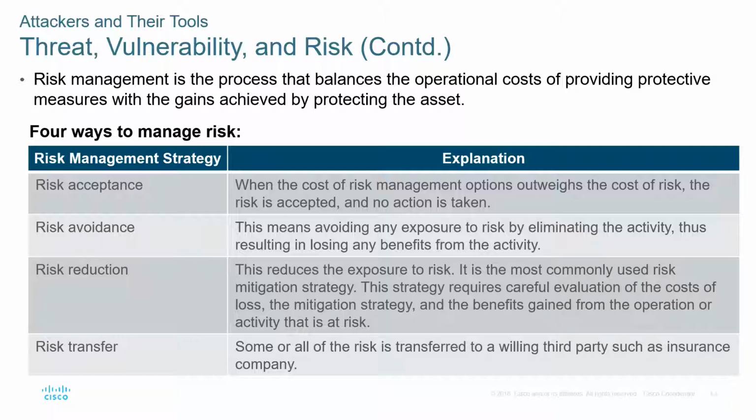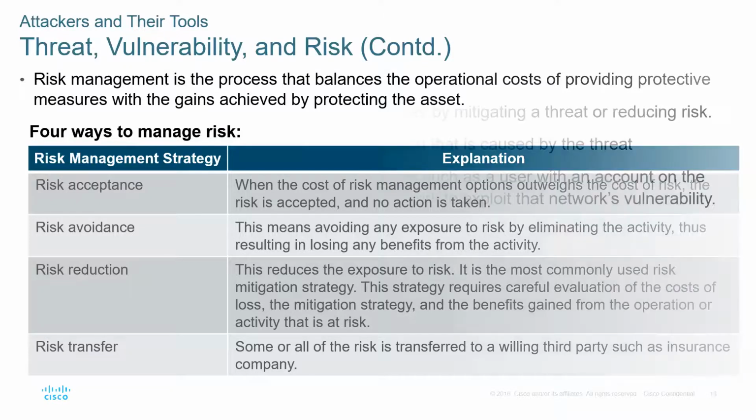Risk reduction is just going to reduce our exposure to the risk. It's the most commonly used risk mitigation strategy, and requires careful evaluation of the cost of loss, mitigation, and the benefits gained through that operation or activity. And then risk transfer is where some or all of the risk is transferred to a willing third party, such as an insurance company.